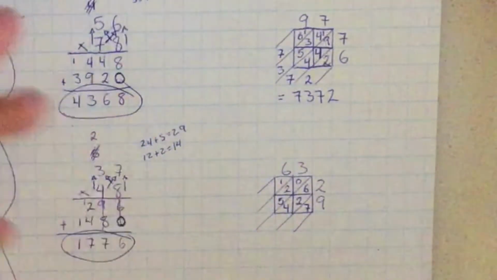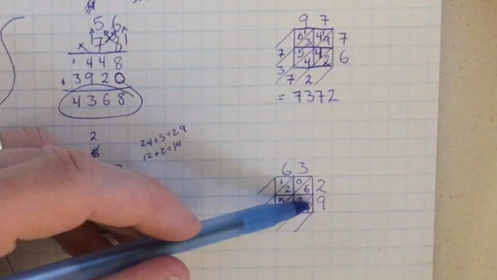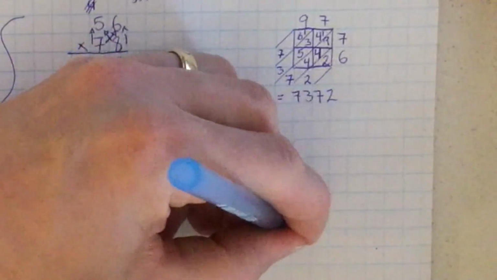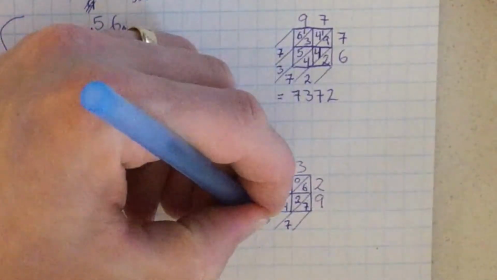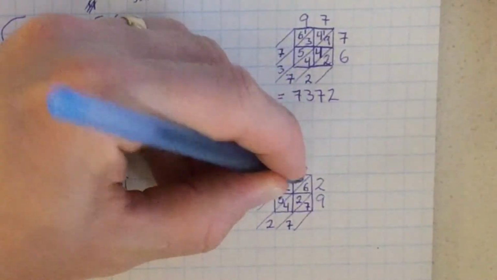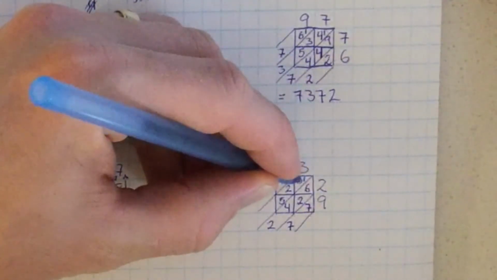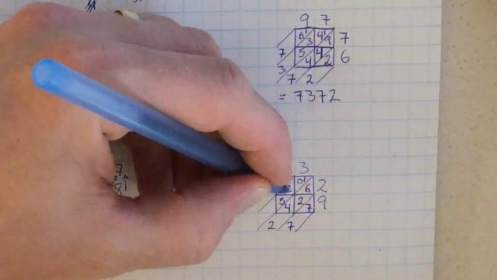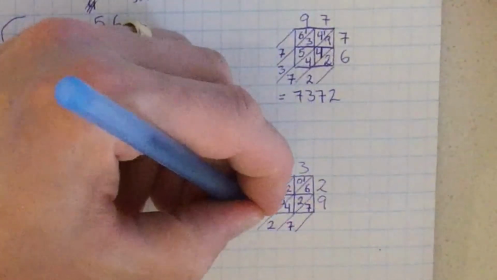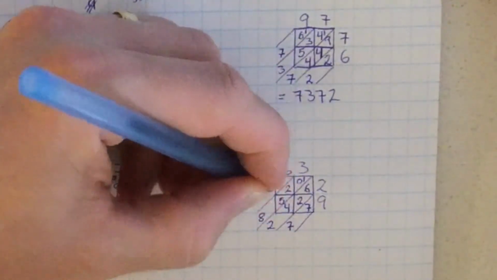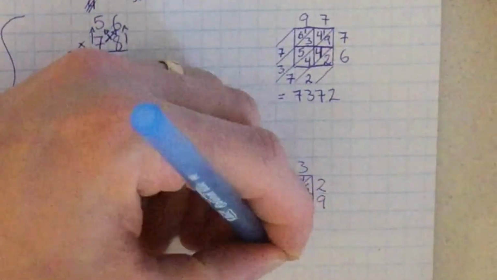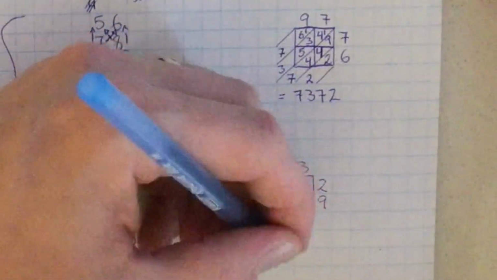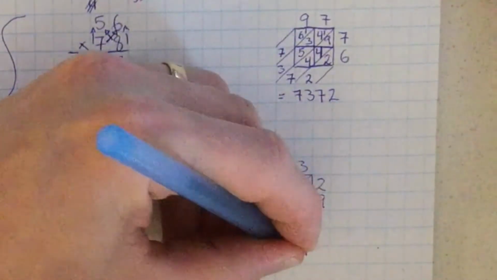Same thing again, we're going to add them all together. Regroup. 1 and 0 is 1, 3, 8, and 1 is by itself. And we're left with a product of 1,827.